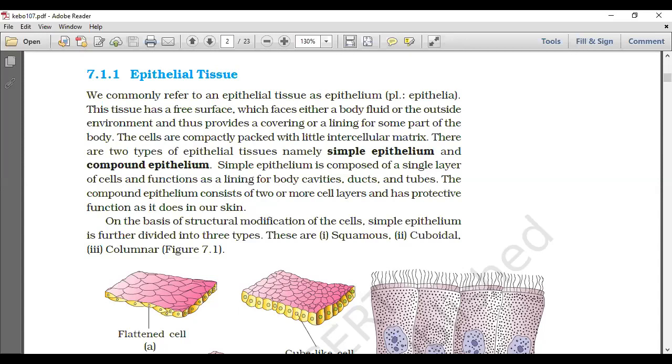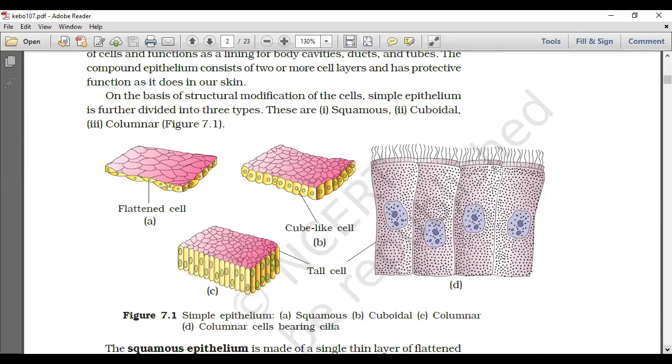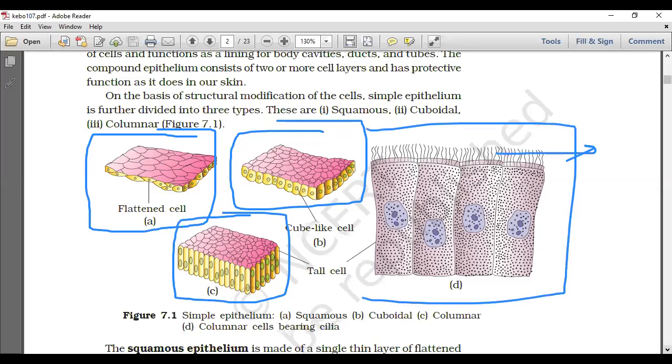Let's focus on the diagrams here. The diagrams are also going to be asked as questions in the NEET examination. This is the flattened cell, that is simple squamous epithelium. The second one, simple cuboidal epithelium. The third you can see here, the simple columnar epithelium. And the fourth one, columnar cells bearing cilia, ciliated columnar epithelium.